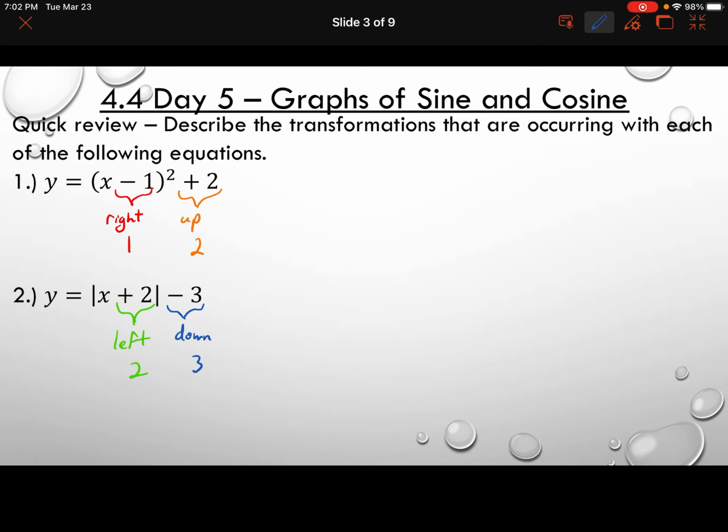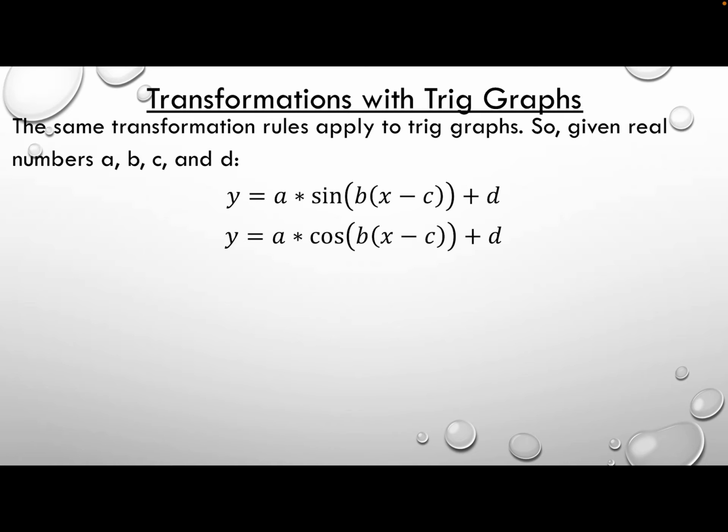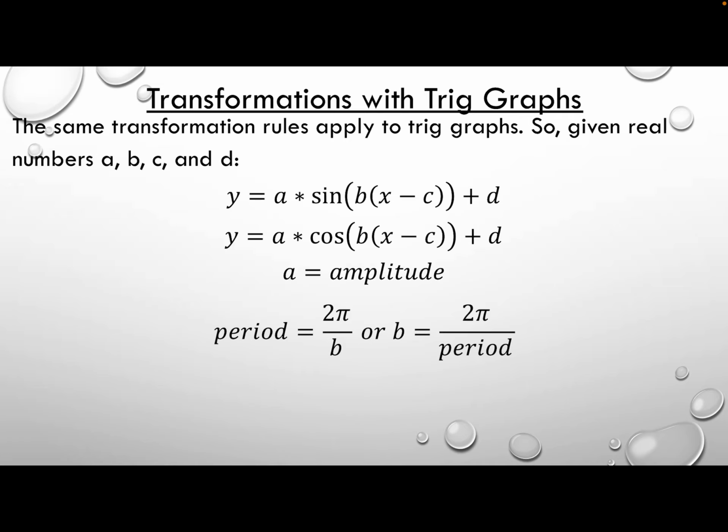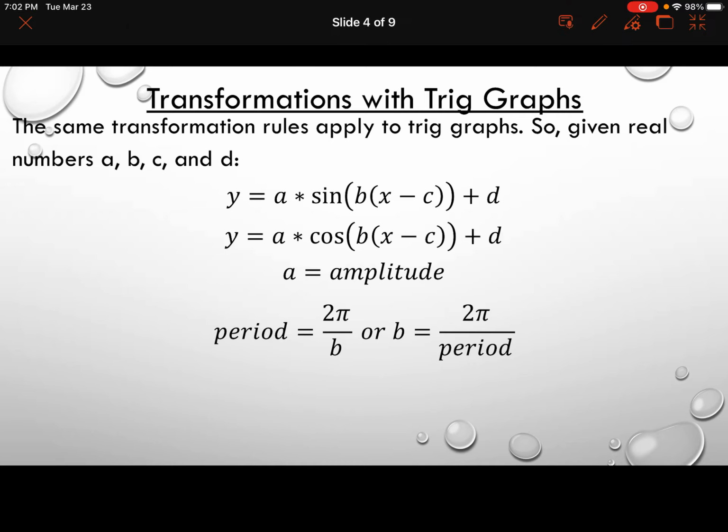So let's apply this to trig graphs. So here we have basically what a trig equation would look like if you were to include its amplitude, its period, a shift left and right, and a shift down. Okay, we've already talked about that A is just the amplitude, so we covered that in a previous lesson, and we also covered that the period is equal to 2 pi over b.